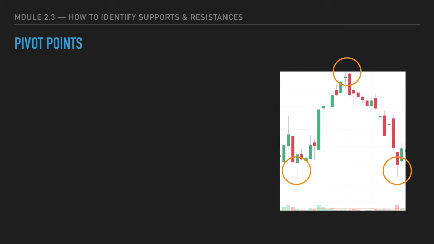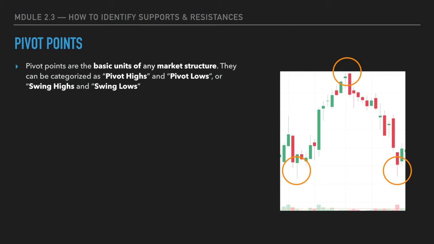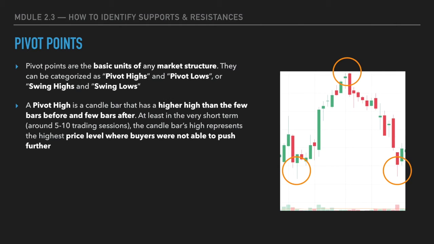To understand support and resistance, first we need to understand one thing, which is called the pivot point, or some traders would rather call it the swing point. Basically, a pivot point is the basic unit of any given market. They can be categorized as pivot highs and pivot lows, or some traders prefer to call them swing highs and swing lows. A pivot high or swing high is when a candlestick bar has a higher high than both the previous bar and the bar after.